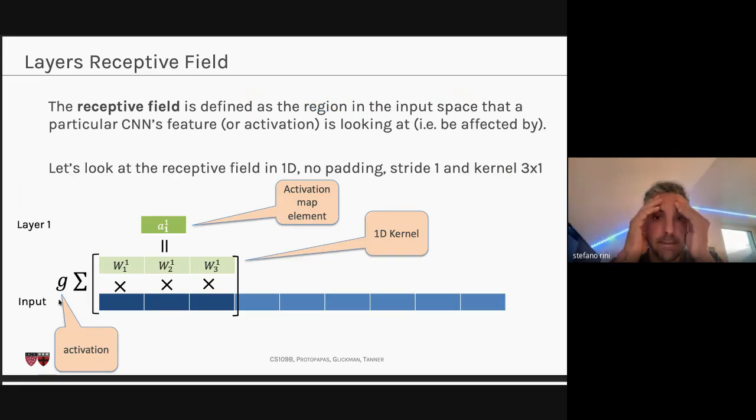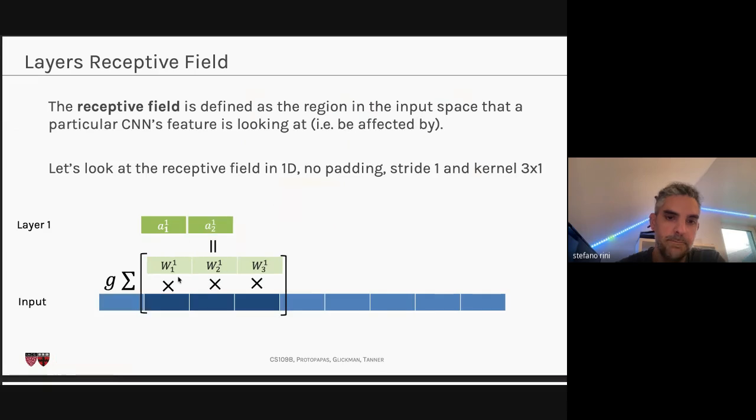So the receptive field is defined as the region in the input space that a particular CNN feature is looking at. So let's see the case in 1D, because the 2D case is just harder to represent. Here they have the activation map of the element, and this is the 1D kernel, and this is the activation function, and then these are the weights: omega 1, omega 2, omega 3. Then we move the filter: omega 1, omega 2, omega 3.